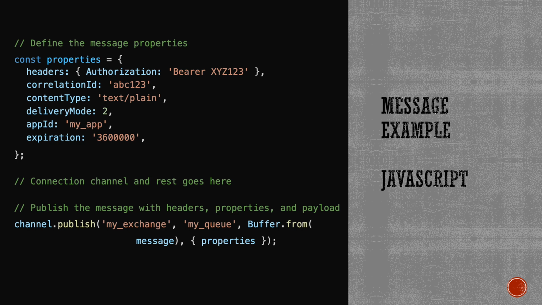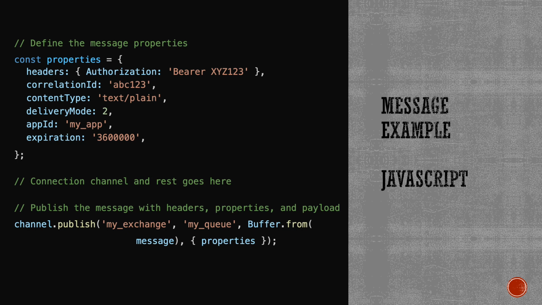Content type. The content type is set to text/plain, indicating that the message payload is plain text. Delivery mode. The delivery mode is set to 2, which means the message is persistent and will survive a broker restart. App ID. The app ID is set to my_app, allowing the consumer to identify the application that published the message.